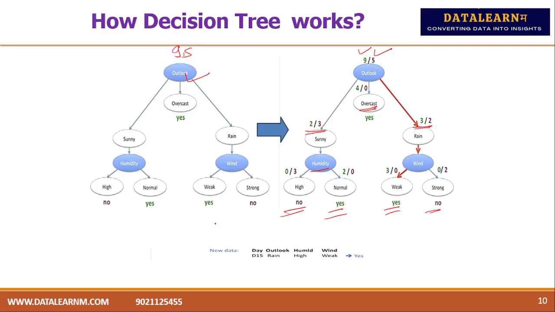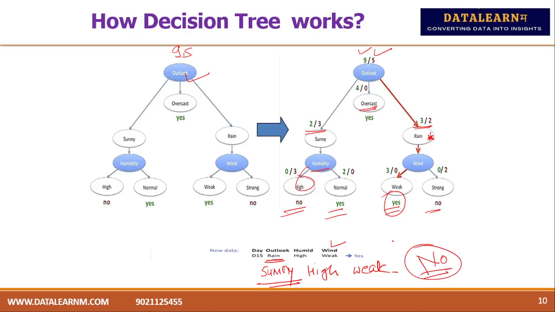What is asked on the 15th day? Outlook is rain, right? Rain is not compared with humidity, but with wind. Wind is weak, correct? Wind is weak, outlook is rain, then there will be a play. If somebody asks: outlook is sunny, humidity is high, and wind is weak, how can you say? Outlook sunny, humidity high, there will be no play.